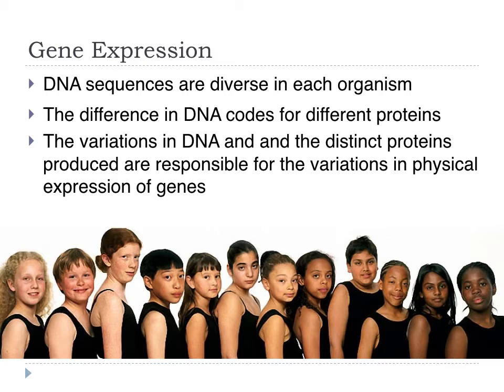DNA sequences are diverse in each organism. So we have a certain code in humans, but then the bases of that code are also different between every single person on the face of the planet. And we know that because of DNA testing. You know, if you commit a crime, it's very unlikely that a person can share a certain section of your DNA just because of the way that those sequences vary.